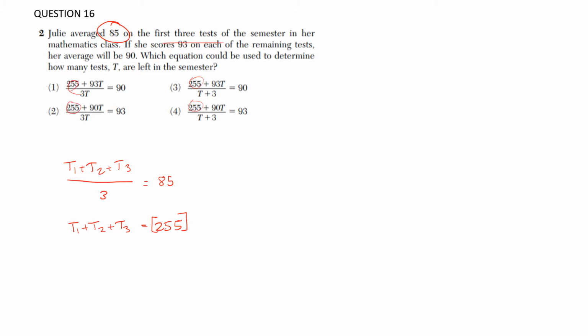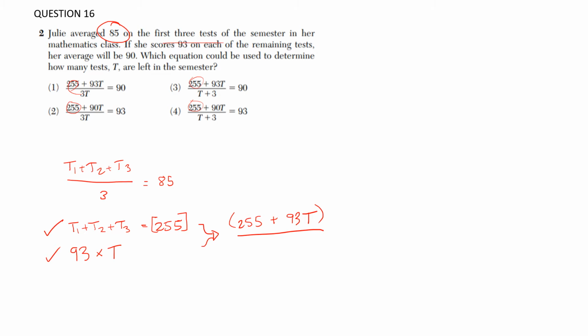If she scores a 93 on each of the remaining tests, her average will be a 90. So how can we represent that? We need to take the next couple tests into account, and that's 93 she needs to score, and she has T more of those tests, so 93 times T. When we add the two, we get the total of all the scores she had in her semester. So we will get 255 plus 93 on the remaining T tests. Let's say it's 4 tests, so it's 93 times 4. This is just a total of all her scores.